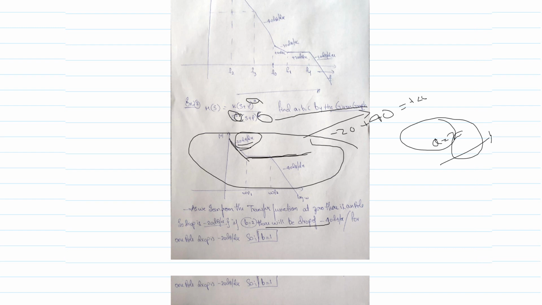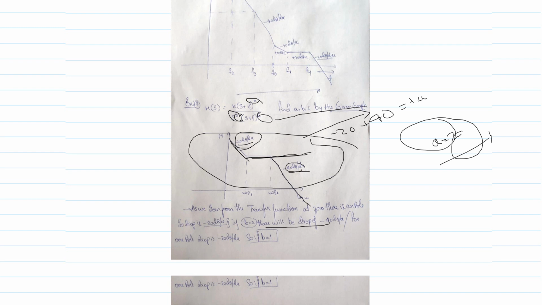After omega p2 the slope is continuously dropping by minus 40 dB per decade. Whenever two poles are existing, with each pole the slope is degraded by minus 20 dB per decade relative to the previous one. Previously, we had a slope of 0 dB per decade, so 0 plus minus 40, totally minus 40 dB per decade.